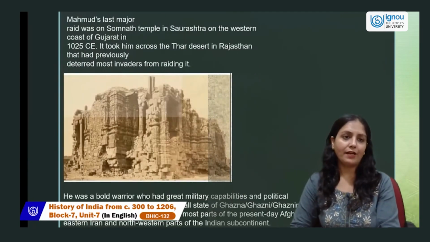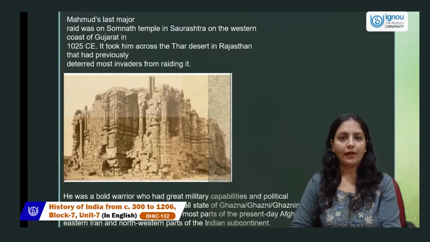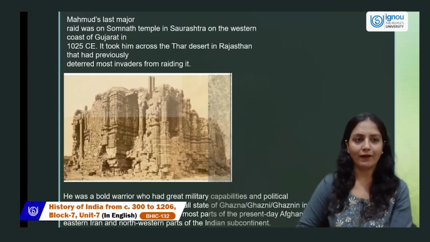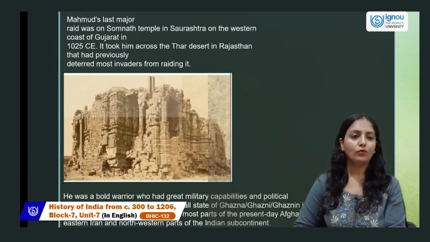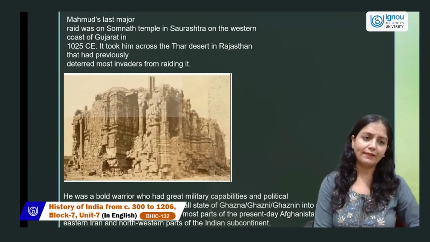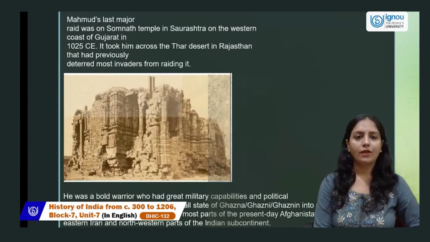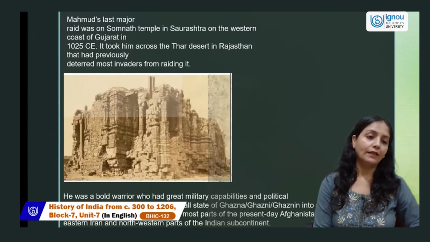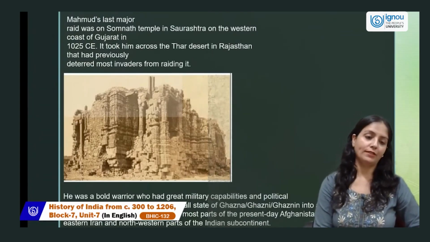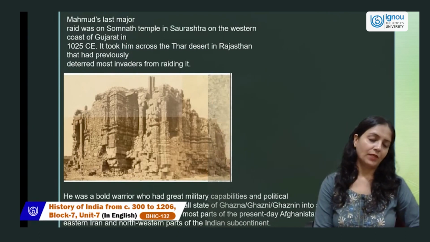Mahmud's last major raid was the Somnath temple in Saurashtra on the western coast of Gujarat in 1025 CE. It took him across the Thar Desert in Rajasthan that had previously deterred most invaders from raiding it. Now you can also see the condition of the Somnath temple, which was plundered by Mahmud Ghazni. This is a picture of the ruins of Somnath temple.